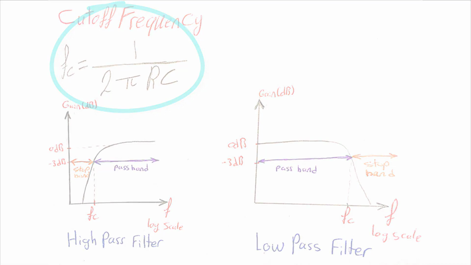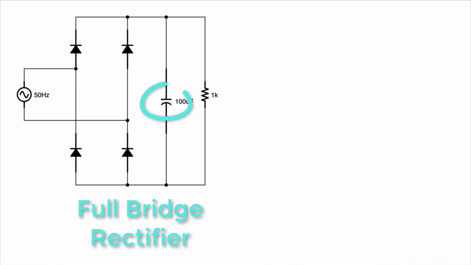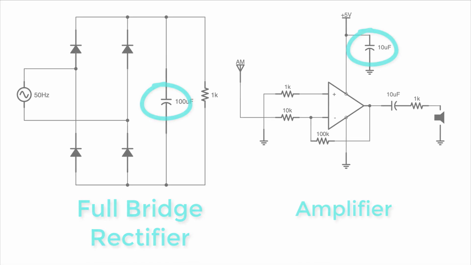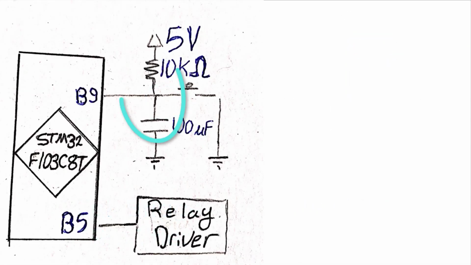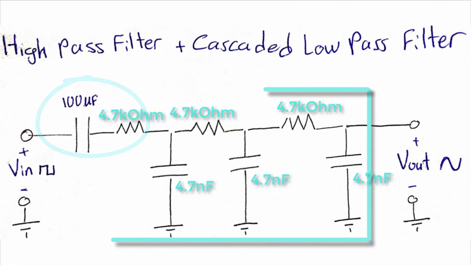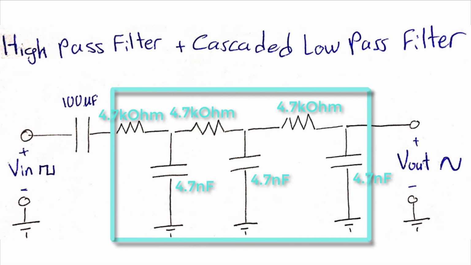Low-pass filters can be used in power supplies with rectifiers, and they are also used in noise removal and harmonics filtering. Low-pass filters are also used in the debouncing circuit. For more details, you can watch the switch bouncing effect and the debouncing circuit episode. For the sake of demonstration, I've combined a high-pass filter with cascaded low-pass filters to form a band-pass filter.